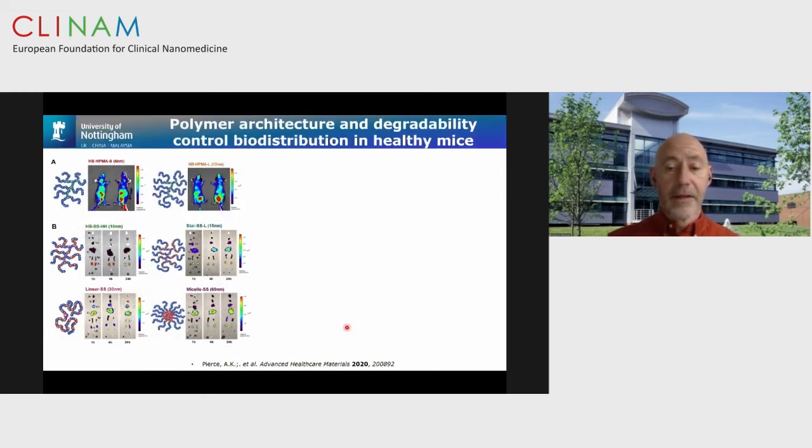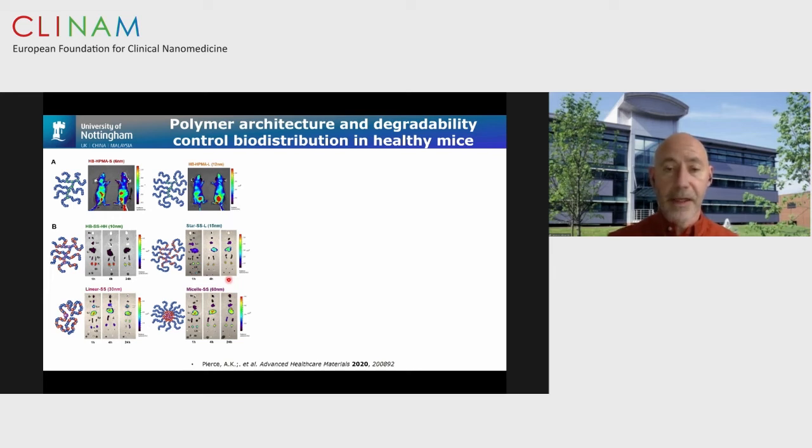So let's have a look at how they distribute. We did a whole set of experiments where we administered degradable and non-degradable polymers to healthy mice and also tumor-bearing mice. What we did is we harvested the organs after particular times, 1, 4, and 24 hours, and we looked at where these polymers ended up. So this is an end phase analysis.